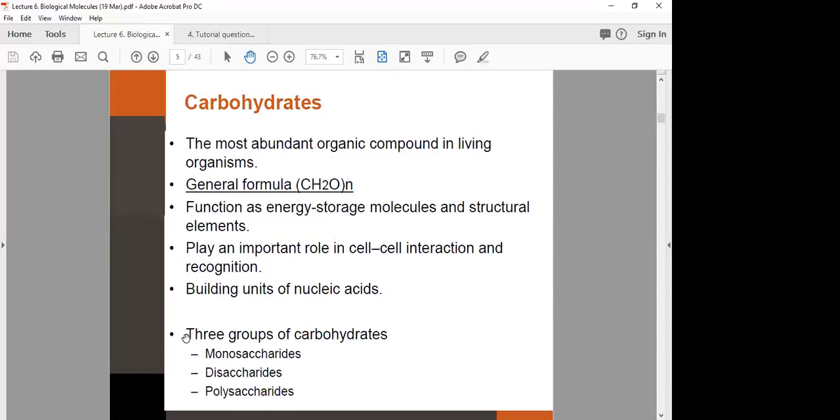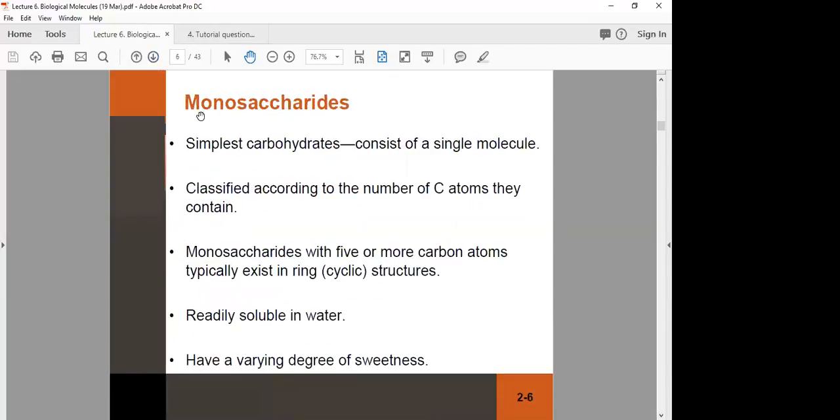Three very broad categories of carbohydrates are listed here: the monosaccharides, disaccharides, and polysaccharides. Let's look at each of these in turn. So the first group are the monosaccharides. These are the simplest carbohydrates. Everyone will be familiar with these. They consist of a single molecule, so a single monomer unit. Okay, single molecules, not joined together.